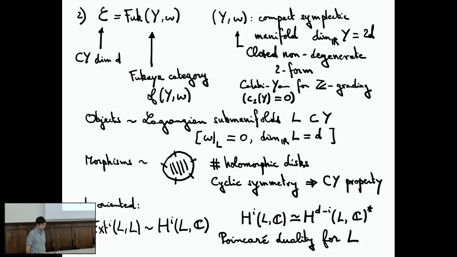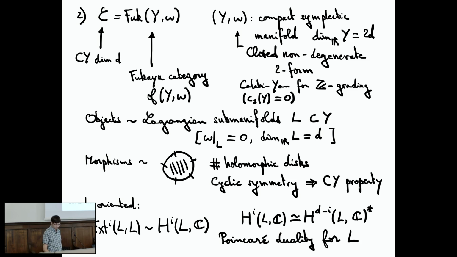And here, the only thing I want to mention is that when you count these disks, you look at this kind of picture. So this thing is supposed to be the picture of a disk. And on the boundary of the disk, I've divided the boundary into some number of intervals. And you should think of each of these intervals as lying on some Lagrangian submanifold of Y. And you use this kind of picture to define things like a product or higher products in your category. And the key point is that this picture has a kind of cyclic symmetry, corresponding to the fact that you can rotate the boundary of this disk. And at the end of the day, this cyclic symmetry is responsible for the Calabi-Yau property of this Fukaya category.